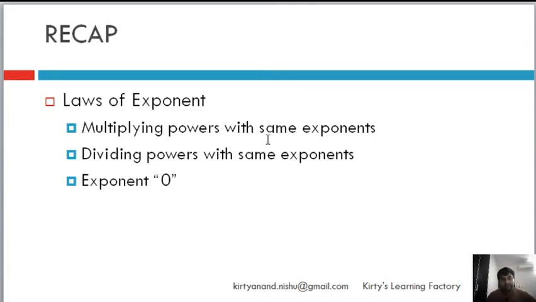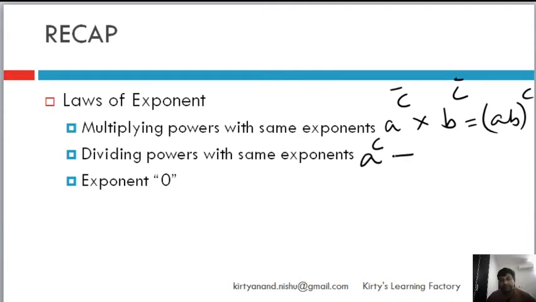Today let's quickly recap what we learned. We learned laws of exponents. We basically learned multiplying powers with same exponents, which means that if a is raised to the power of c and b is raised to the power of c, which means exponents are equal, I can also write it as a into b raised to the power c. I learned the other thing, dividing powers with the same exponents.